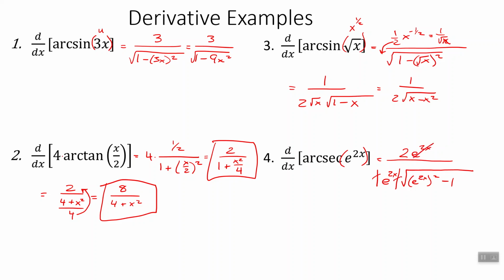And then we can cancel out this e to the 2x with this e to the 2x. So we get 2 over the square root of e to the 4x minus 1. Remember when we raise something with an exponent to an exponent, we multiply those exponents. So 2 times 2 gives us 4x. And there's our answer right there.